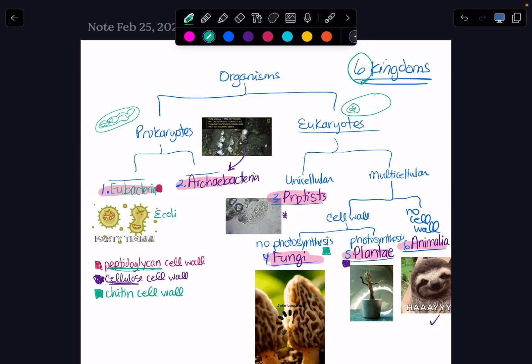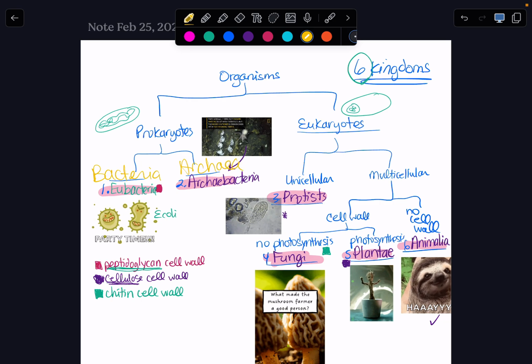Now, if we further then kind of go backwards, we can divide these into the domains. If we look at the domains, the bacteria domain would be here. So that's here, including the eubacteria. The archaea domain includes the archaeobacteria. And then the eukarya, as you can see, comes from eukaryote, is the domain that includes all of these ones here.